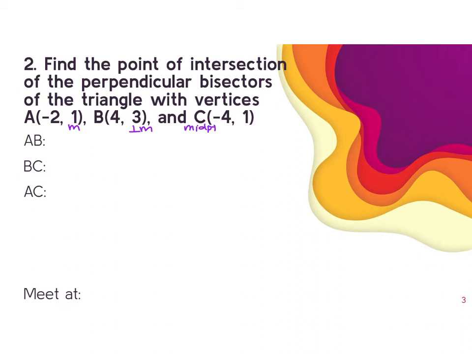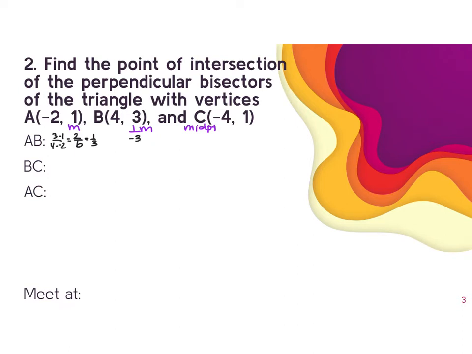So let's start with AB. The slope for AB, change in y, so 3 minus 1 over the change in x, 4 minus negative 2 is 2 over 6, which is 1/3. The perpendicular slope will be negative 3.